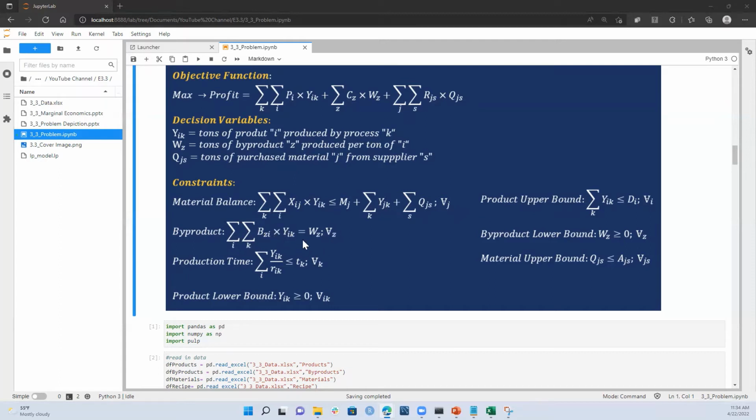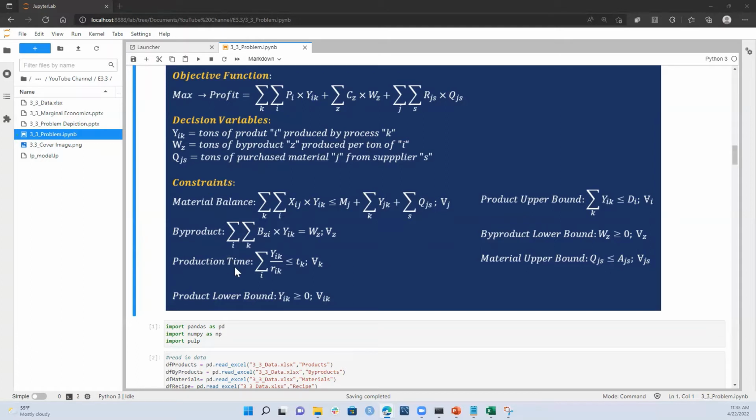And so this would end up being W sub B1 equal to B sub B1, and that's associated with making material 3, multiplied by Y sub IK. Again, I here would be material 3, and K would represent flashing units 1 and 2.